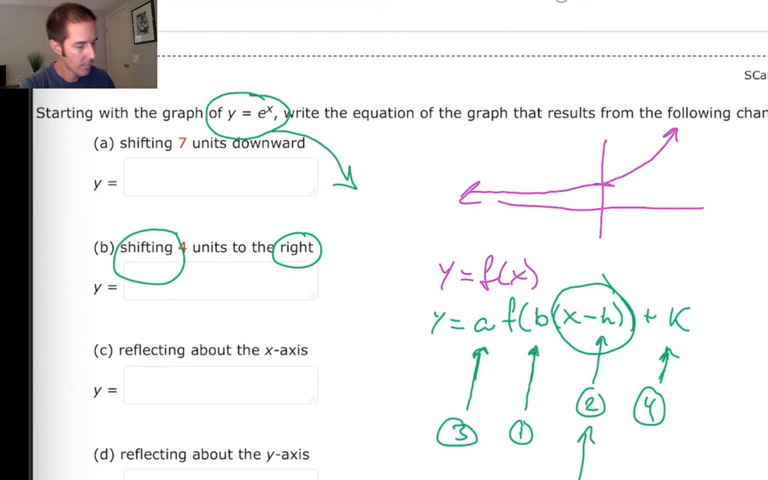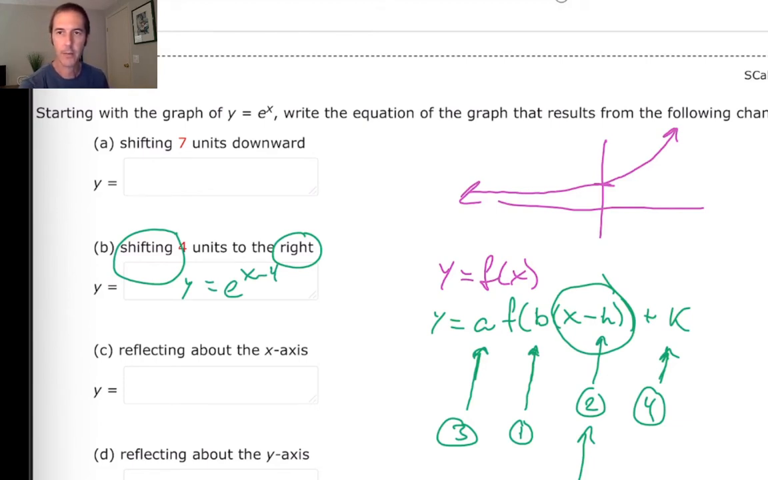How does that apply to our natural exponential equation here? This would become, I don't have to write it up there, I could write it in the box where the final answer is supposed to go for this one. You would end up with y equals e to the x minus 4. That minus 4, subtracting positive 4, is going to slide your graph to the right.